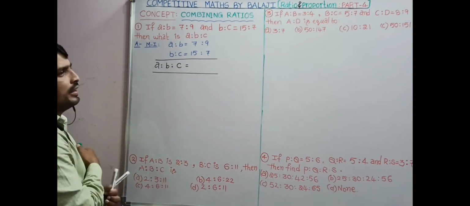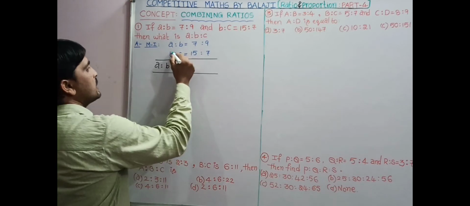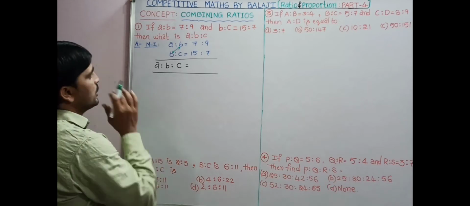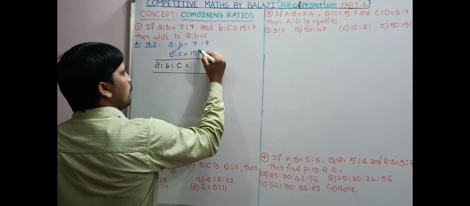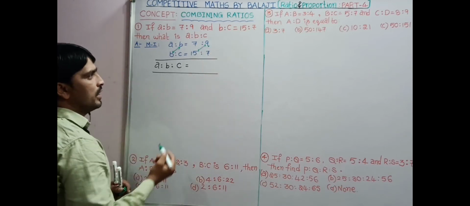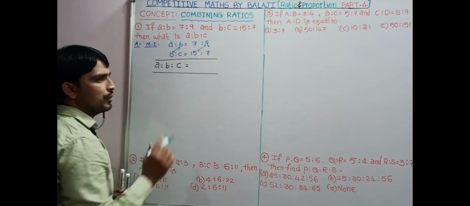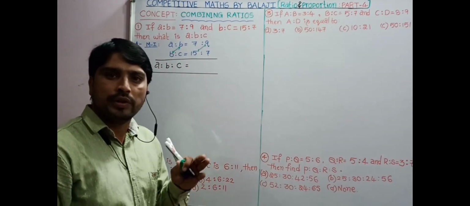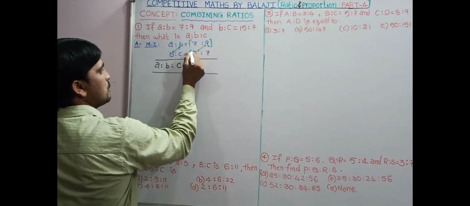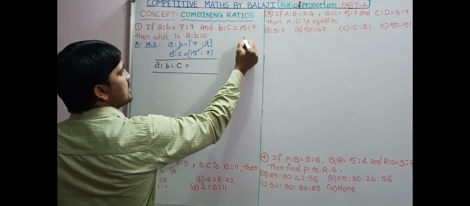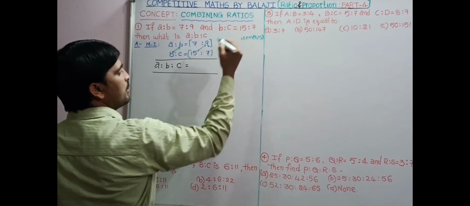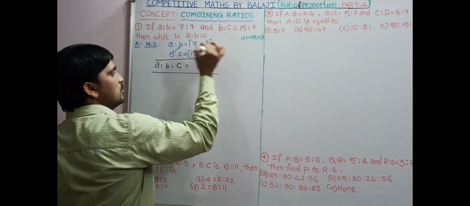See, the important thing is that B is called the connecting term to both the ratios. So what are the B values in both the ratios? In the first ratio, B value is 9 units. In the second ratio, B value is 15 units. They are not equal. We have to equate this term. How do we equate these two terms? By taking the LCM of 9 and 15, we can equate this connecting term.